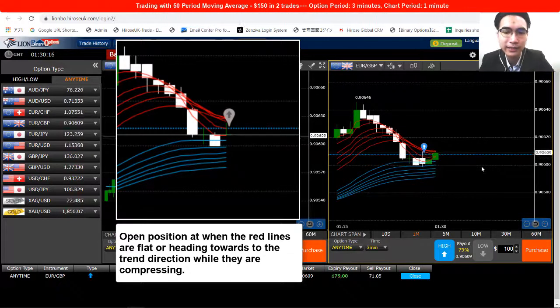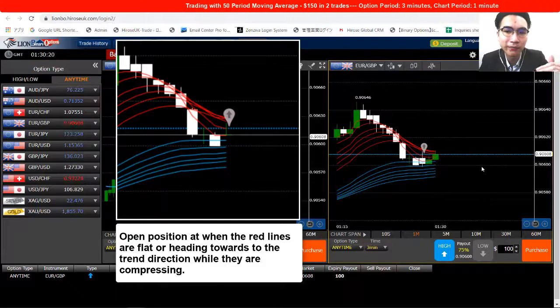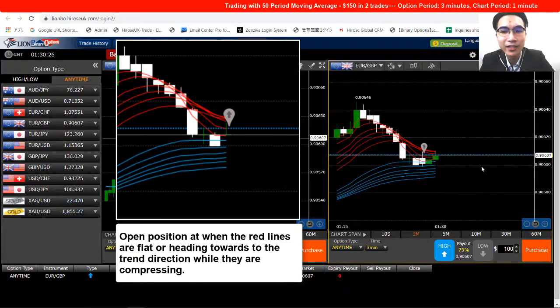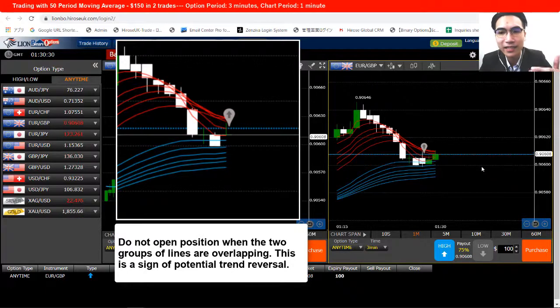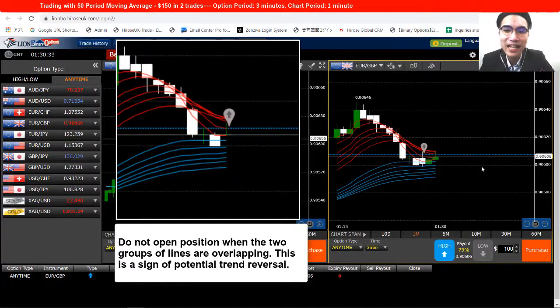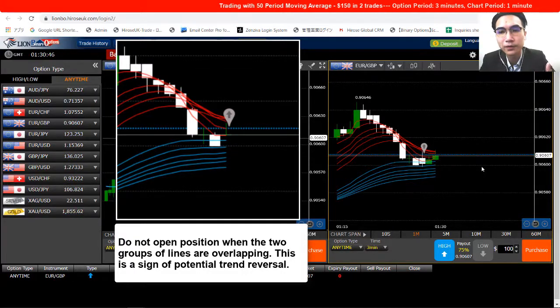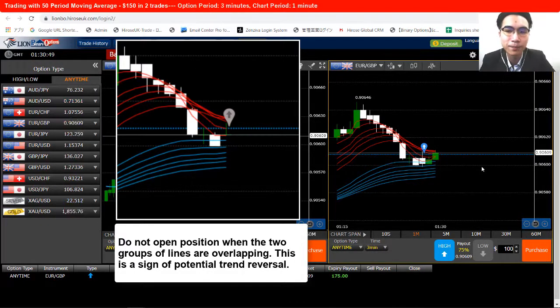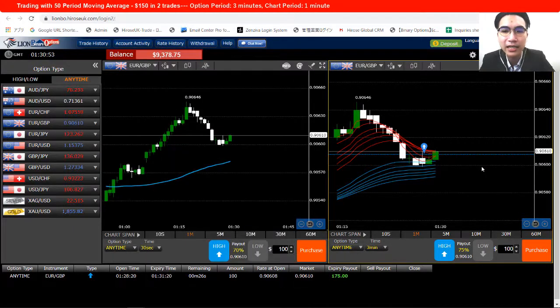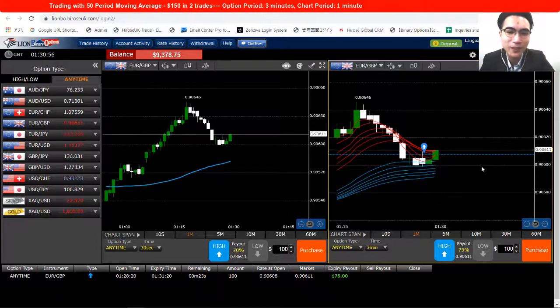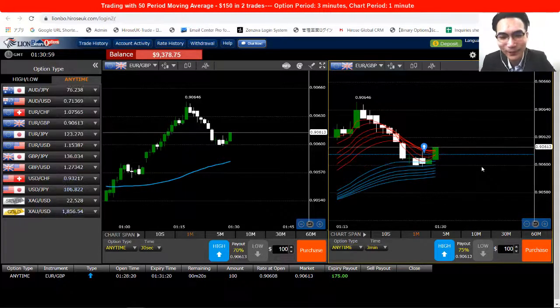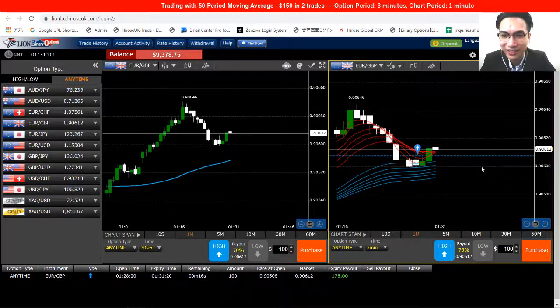So what I'm doing here is waiting until the red lines become flat or start heading upward, and then I will place a high option there. Another thing I want to remind you is don't purchase when the red lines and blue lines are overlapping, because when these two groups of lines are overlapping, there is a high chance for the market to reverse. So do not open a new position when the two groups of lines overlap. Those are the two points you need to watch out for when you use the GMMA, and that's pretty straightforward. We'll fast forward the trade a bit until the result comes out.